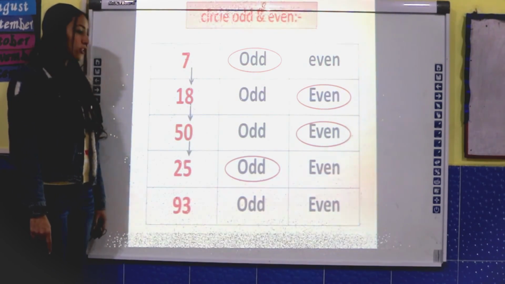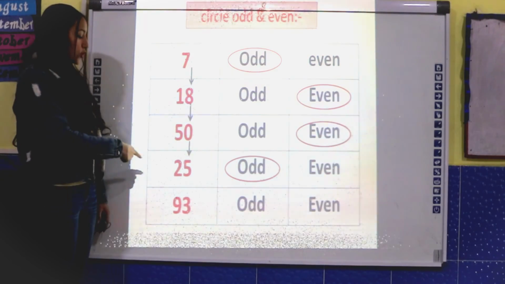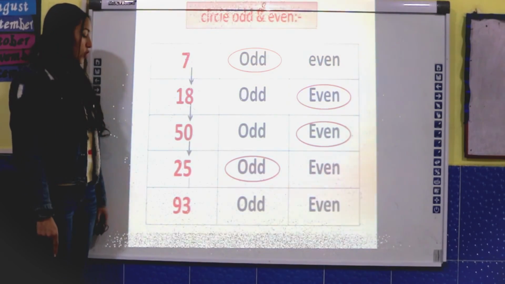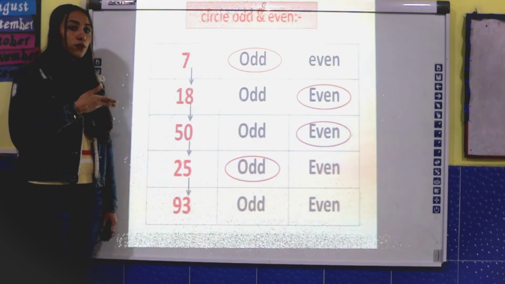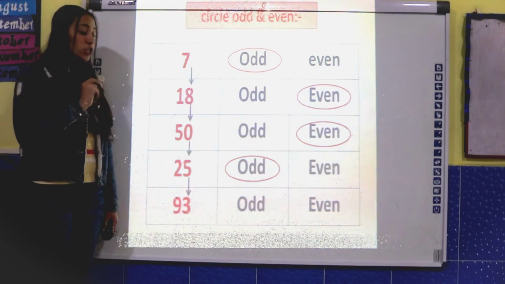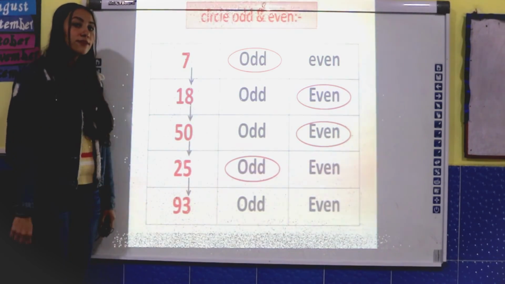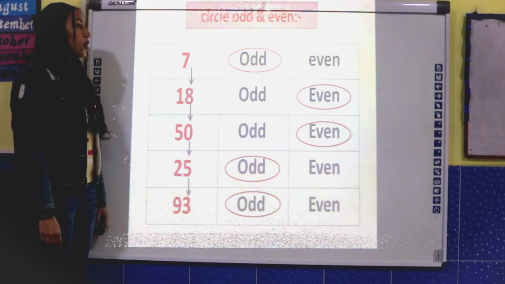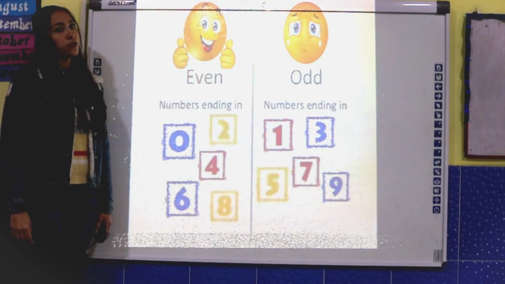The last one, KG, is number 93. Okay, 93 is a two-digit number? Yes, two-digit numbers. Look at ones. Which number do I have here in ones? Number 3. And is number 3 an odd number or an even number? Odd number. So when I have an odd number in ones, will all the number be odd or even? Amazing, KG. Odd number.